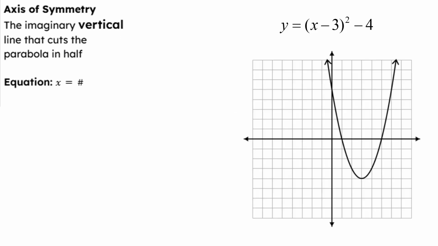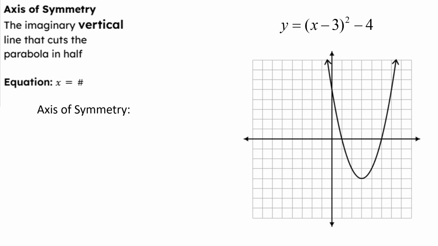And now we're going to get into some new terminology. So axis of symmetry is an imaginary vertical line that cuts the parabola in half. And if I ask you for the equation of the axis of symmetry, it'll always be x equals, and the number will be whatever is the x value of your vertex.